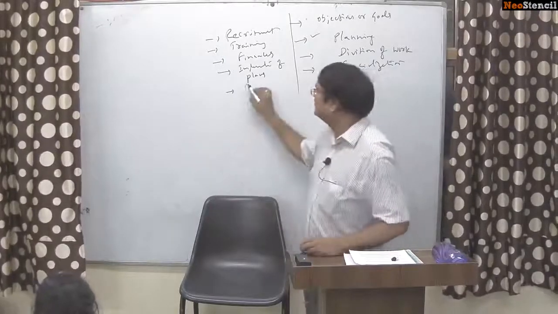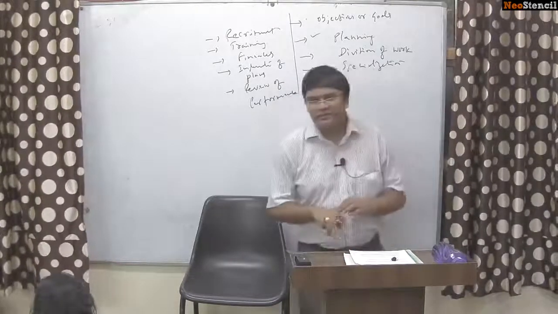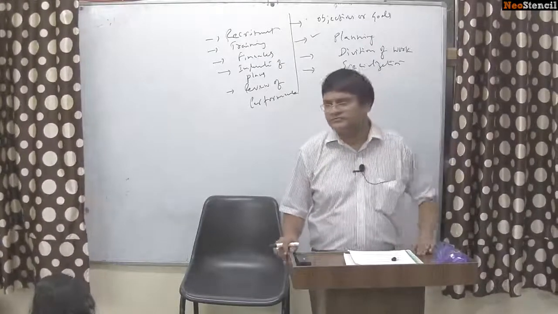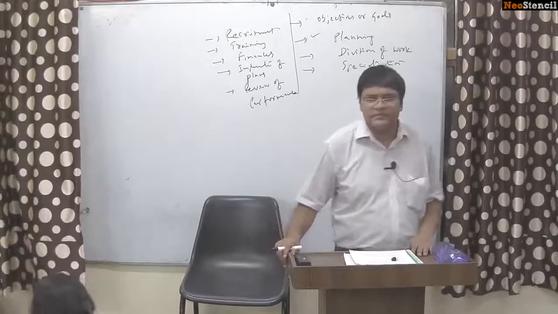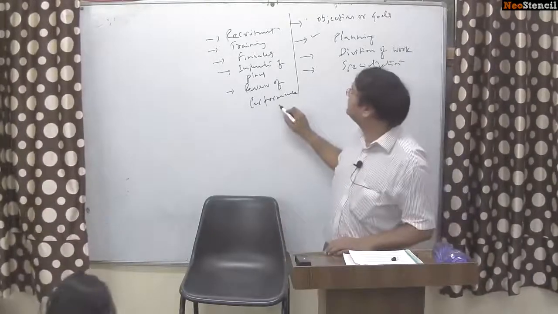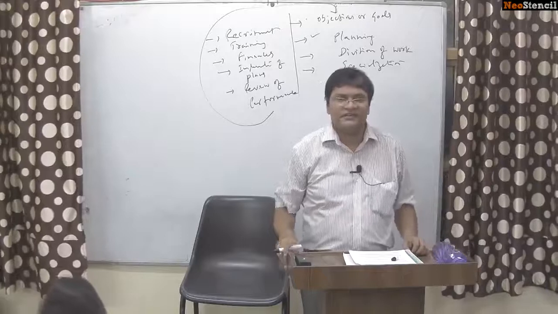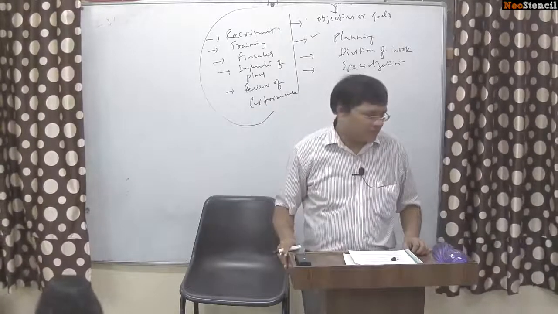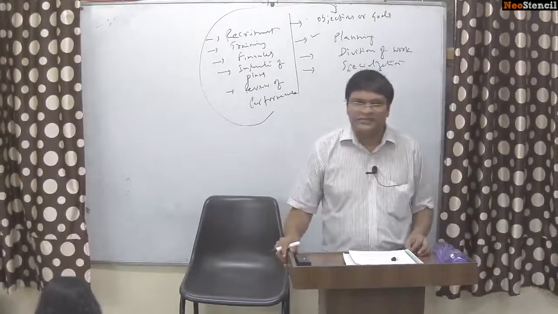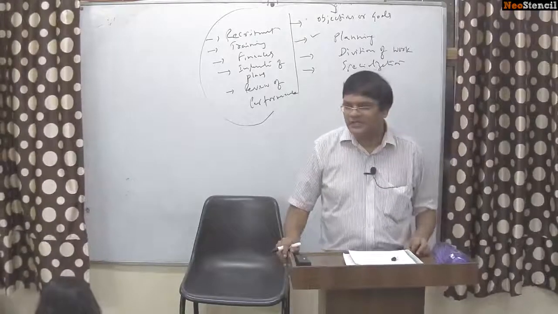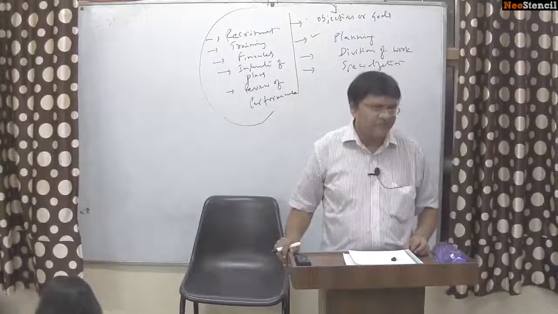Then review of performance. The next step in organizational activity is a review of performance. This review of performance again will help in framing the objectives for the next year. It will provide inputs for the next year's formulation of objectives.